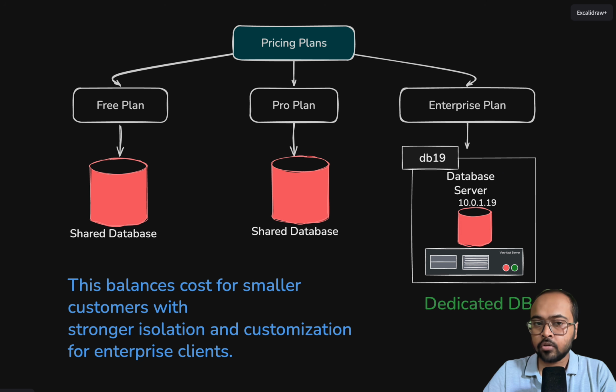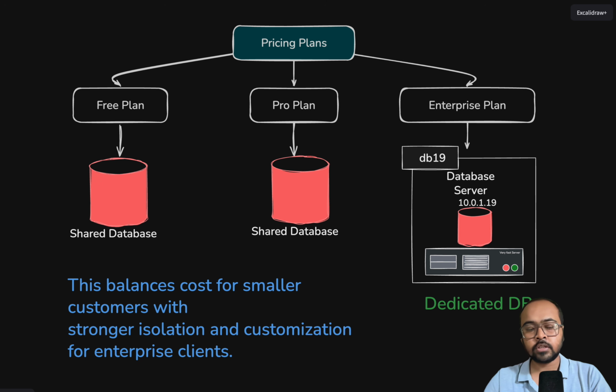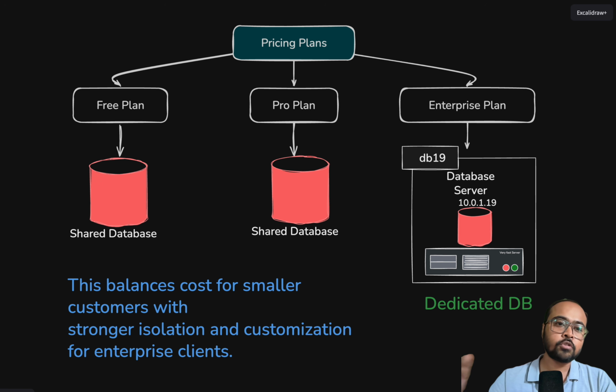One thing you can do is use different types of plans. If you visit any software application, any SaaS tool, you can see there are multiple pricing options. The first is the free plan, where users can use your application for free, and since they're free users, it's okay to compromise on performance. It's okay if the users get the data a little bit later, because they are on the free plan. So for those free plan users, you can use the shared database.